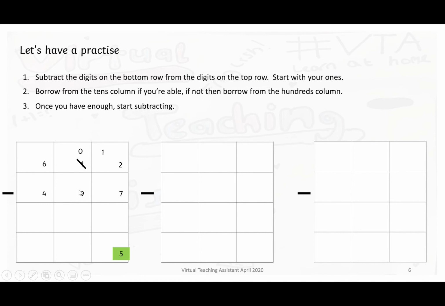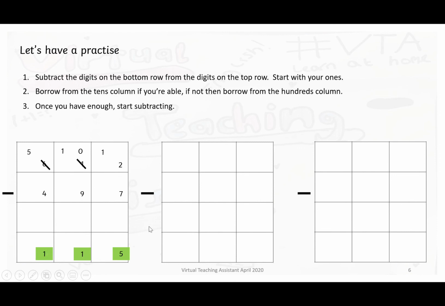Okay, now on to my tens. Can I take 9 away from nothing? No, I can't. So I need to borrow again. So this becomes a 5, and this now becomes a 10. Can I take 9 away from 10? Absolutely, yes, I can. That leaves me with 1. And then can I take 4 from 5? And that's another 1. So we know that 612 subtract 497 is 115.